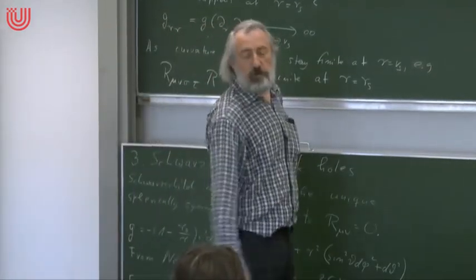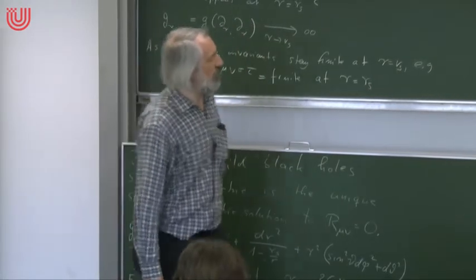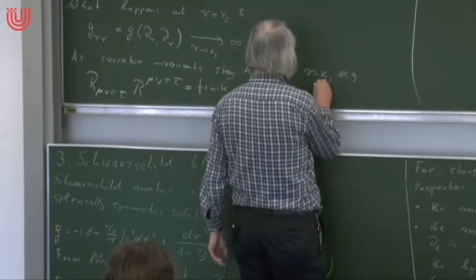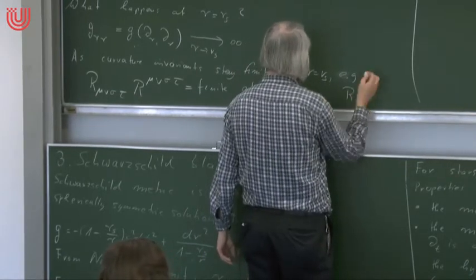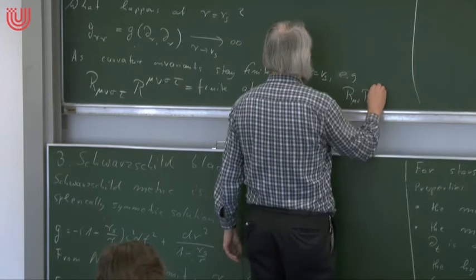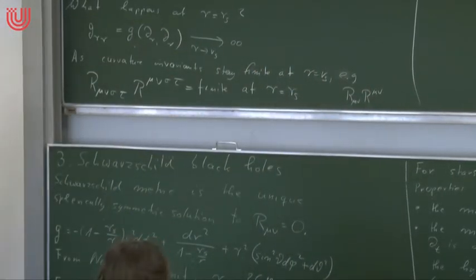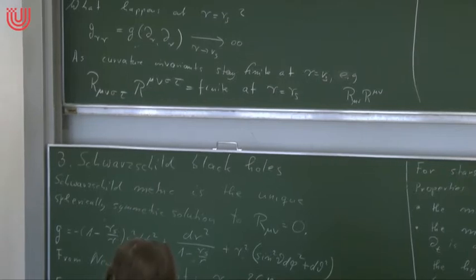Now, what other scalar curvature invariants could you think of? Let me write this here. Well, that's a little joke. I will erase this in a minute. So what about this here? You could consider this here. It will also be a scalar invariant, right? All indices are summed away.